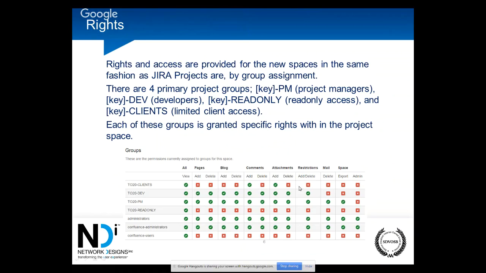And right here, you can see these are the groups, or the rights that each group gets. The clients can add comments and add attachments. So you can have a conversation with the client and they can say, oh, I'd rather you did this, and they bring something down and modify it and then reattach it to whatever it was. Developers obviously have nearly full access. Project managers have full access. The only thing they can't do is admin a space. Read-only can only read. And then administrators and Confluence admins. All right.